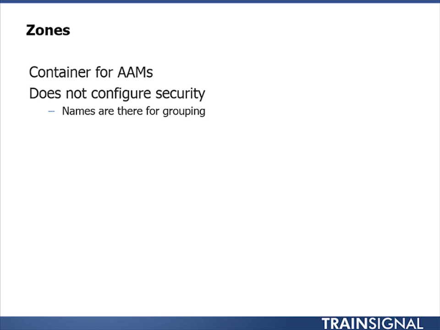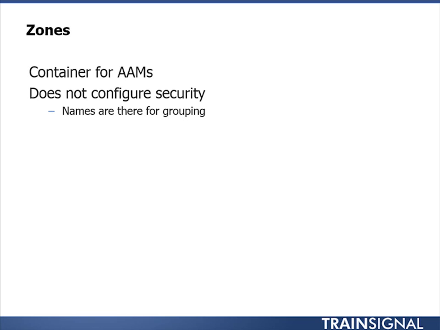Now, one of the things that tends to throw people is you're going to notice that there are names like intranet and extranet. And people will look at that and automatically make the assumption of, oh, that must be setting up default permissions. It's actually not. The names are 100% arbitrary. They're just simply there for grouping purposes. So that way later on, if I go to set permissions on a zone, I'm going to choose one of the zones, and I change the permissions.